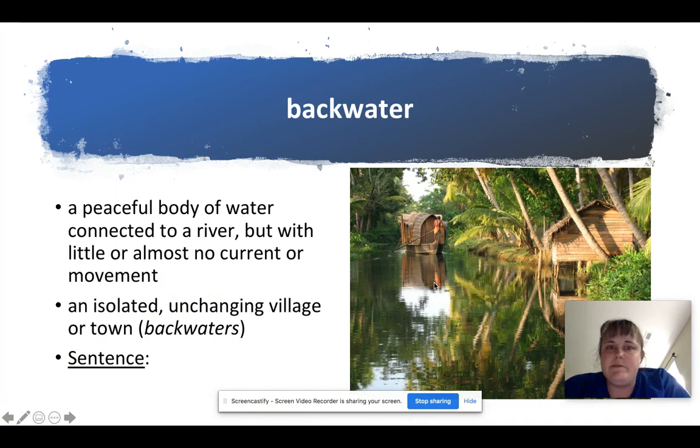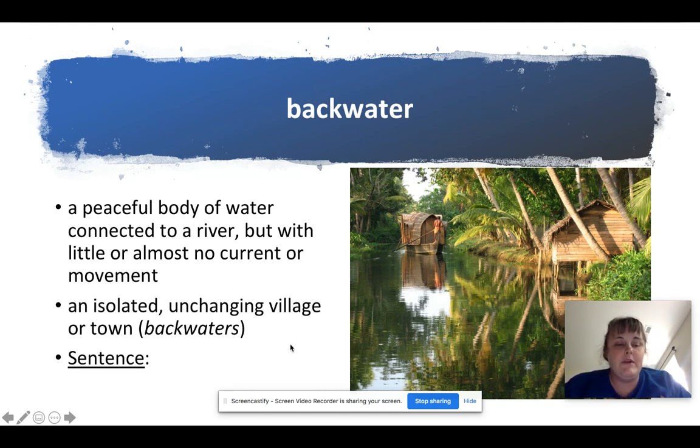So backwater, what is backwater? It's a peaceful body of water connected to a river, but with little or almost no current or movement. So it's kind of like a river that's, there's a little part to the side that's peaceful. There's no ripples in the water, no flow of the water. It's just kind of very peaceful, very serene. And you can see in this picture, there's a boat coming down and there's not movement. It can also mean an isolated, unchanging village or town, such as backwaters.